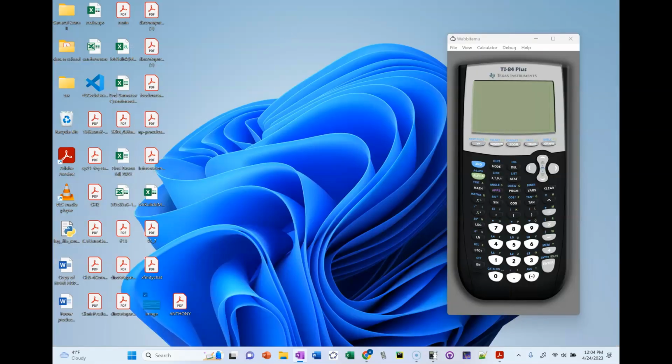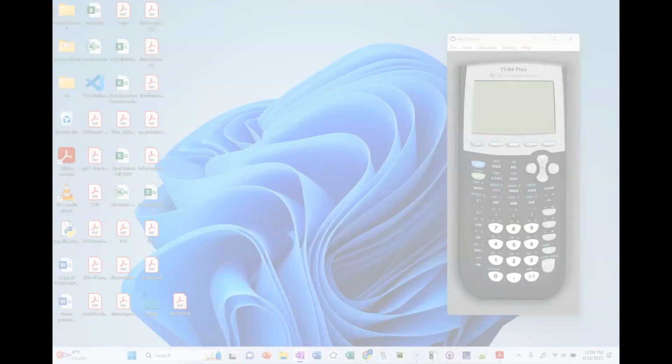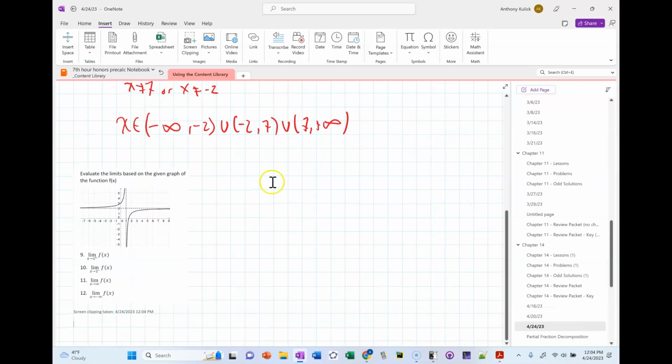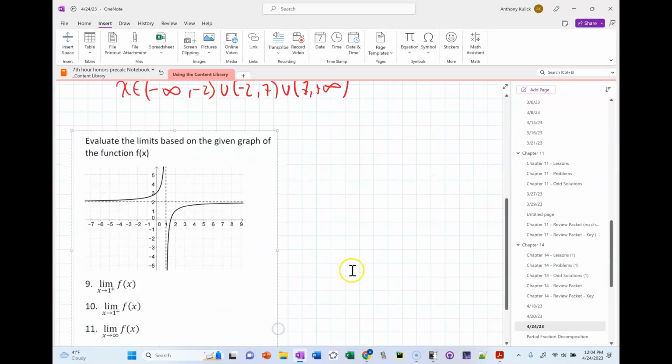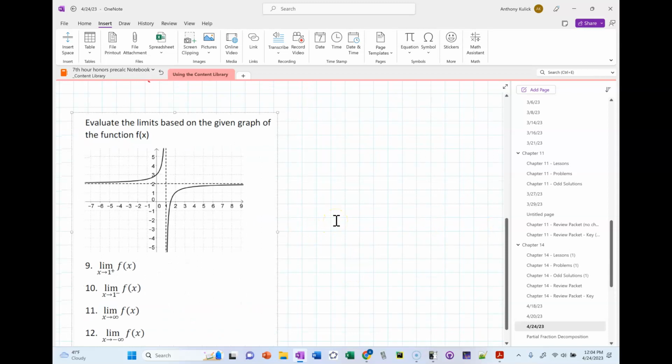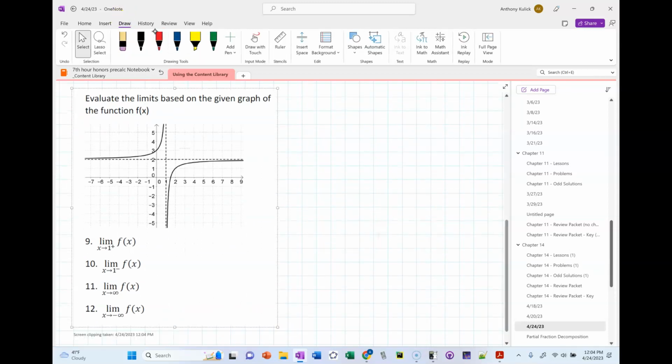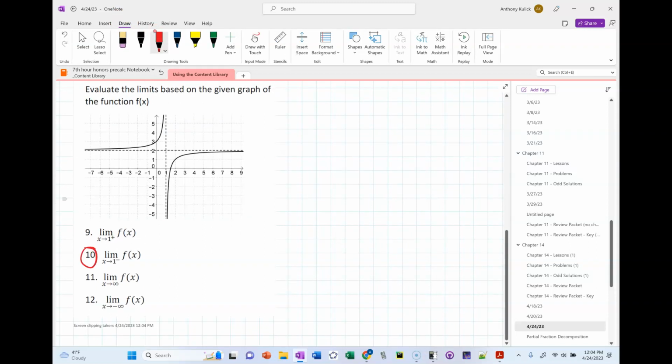So 10, we're looking at this picture. Let me drop this in real quick. All right. So here it says the limit as x approaches 1 with that negative sign in the exponent. What does that negative sign in the exponent mean? It means left. So we're approaching 1 from the left, which means we're looking at this part of our function. Is that okay?